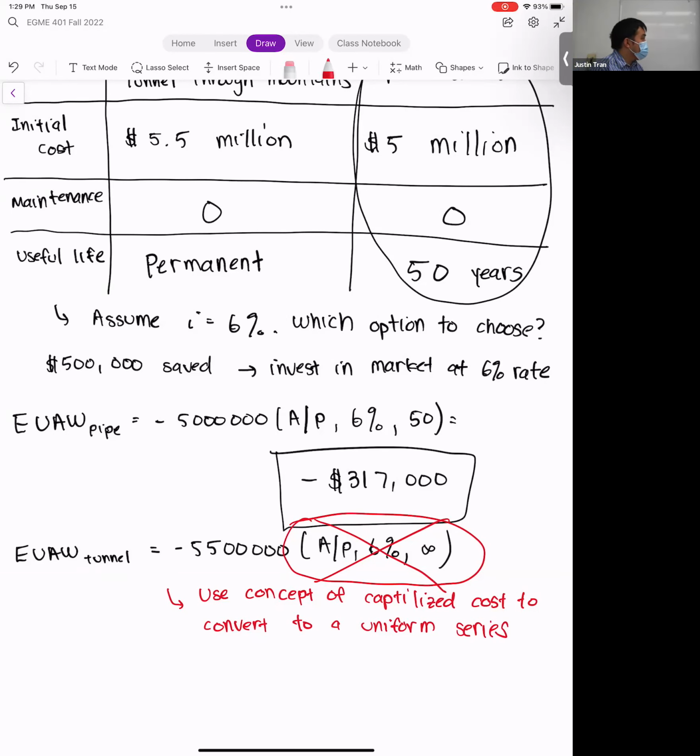So remember, capitalized cost, that was the first thing that we talked about on Tuesday. The idea with the capitalized cost is that you invest a very large amount of money at one time, and then you just withdraw the interest on that account for all eternity. And so it serves as a way where you can take something with an infinite life and convert that to a uniform series, just based purely on the interest.